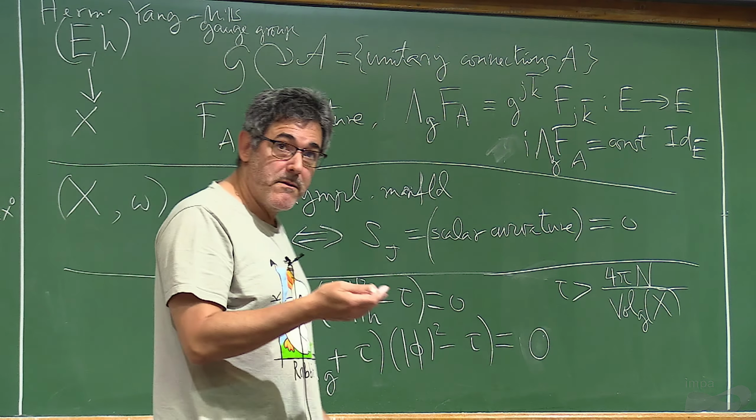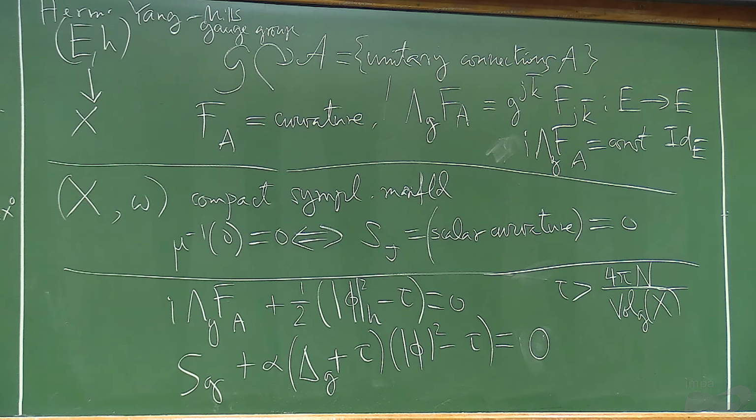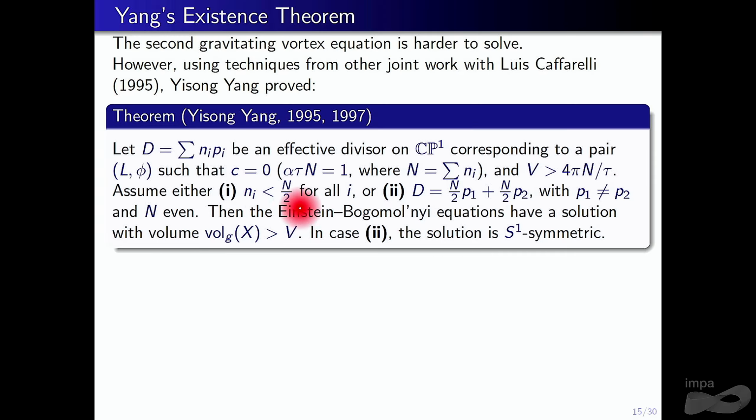That's a topological condition, we know it implies we're on the sphere. And assume either of these two conditions, okay? All multiplicities of the points in the divisor are smaller than half of the degree, or there are exactly 2 points with the same multiplicity. Then there are solutions.